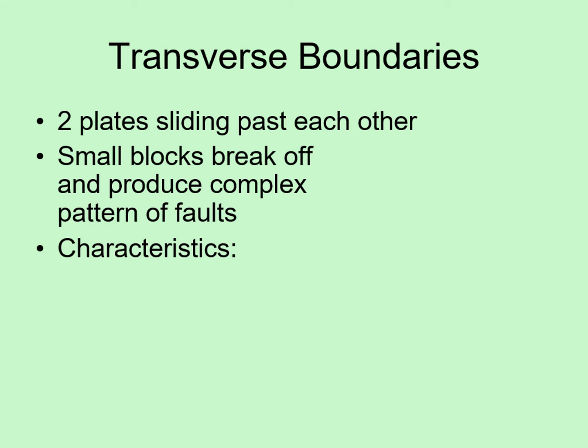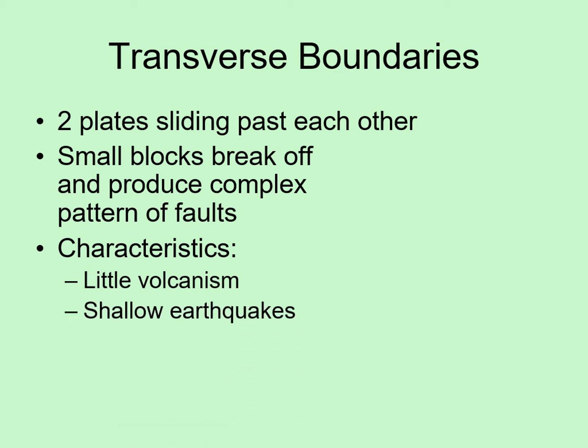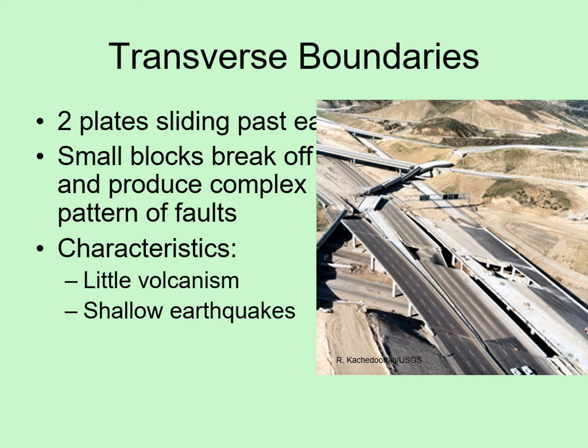There are several common features at transverse boundaries. First, there usually isn't much volcanism here, since most of the action is happening near the surface rather than down near the bottom of the plates. However, there can be many earthquakes, both small and large, like this one in California. Since the slippage that causes the earthquakes happens near the surface, there can be a surprising amount of damage done given the overall size of the quake.